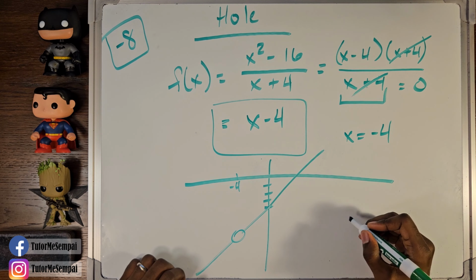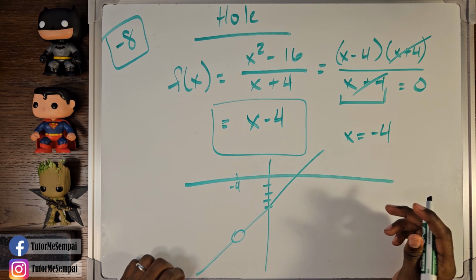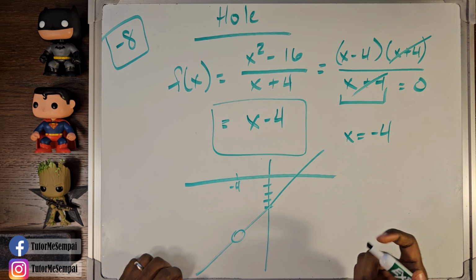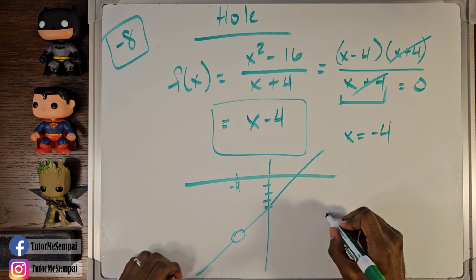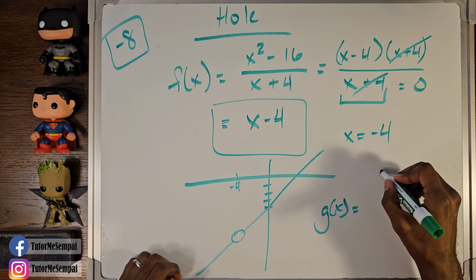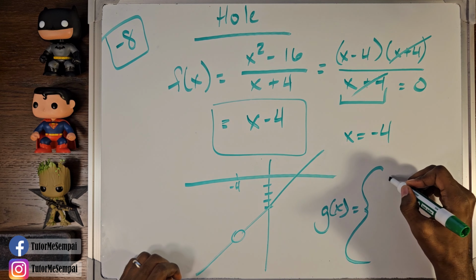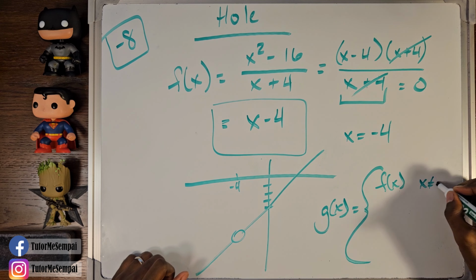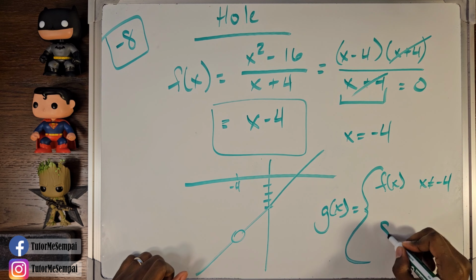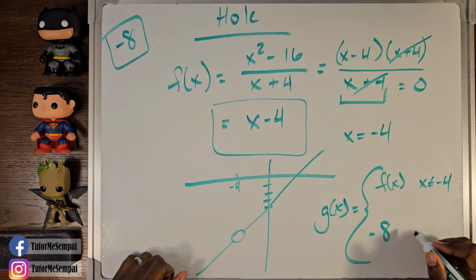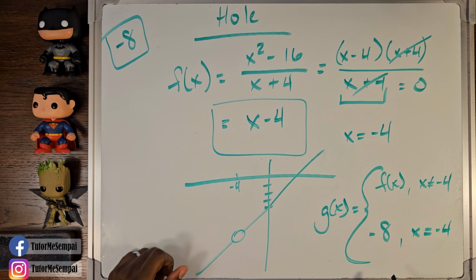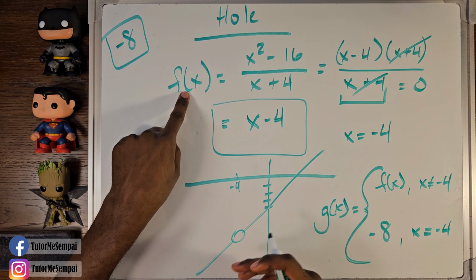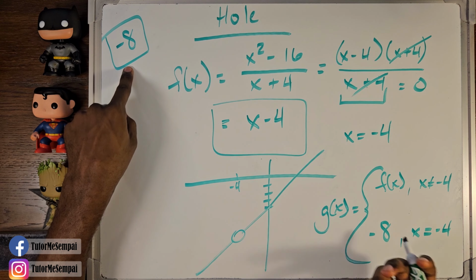However, if we want to make this into a continuous function, all we got to do is make this into a piecewise function. So instead of f of x, we'll have g of x equals f of x, whatever that f of x is, whenever x doesn't equal negative 4. And we're going to have negative 8 when x does equal negative 4. So we're making a function continuous from this discontinuous function by plugging in the missing value.